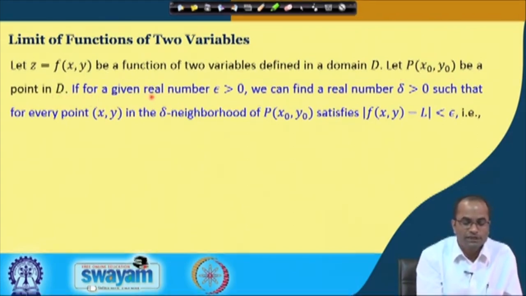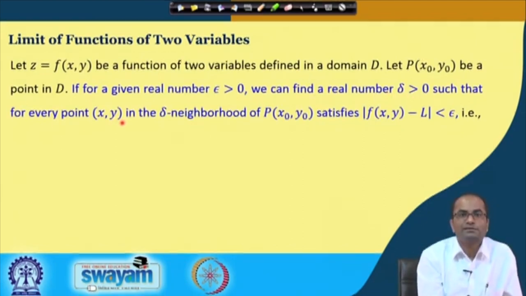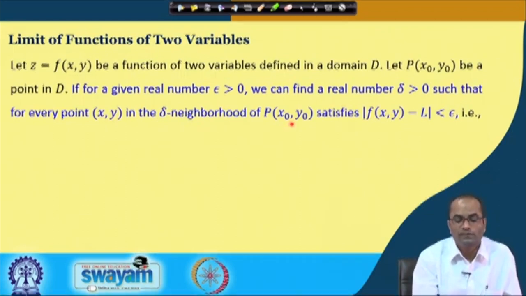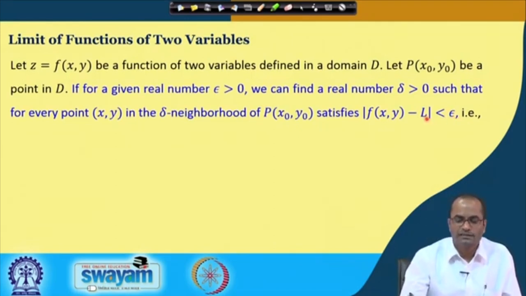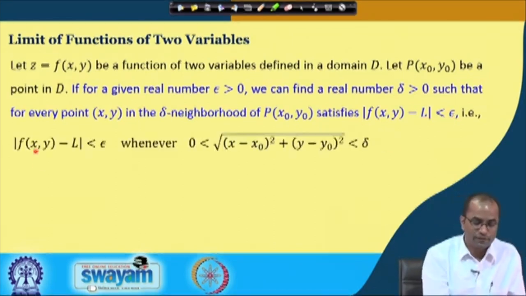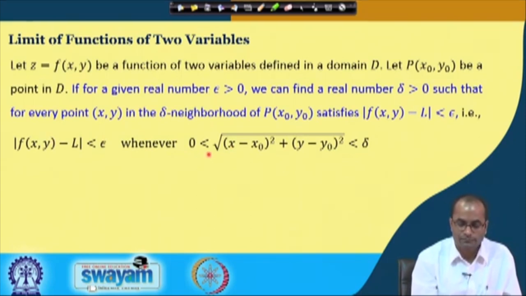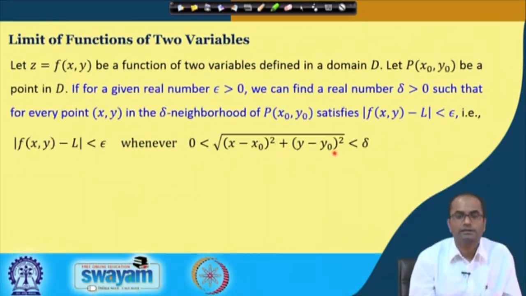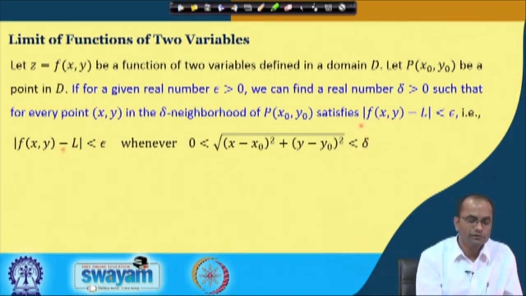So, if for a given real number epsilon, however small, we can find a real number delta such that every point (x, y) in the delta neighborhood of the point (x naught, y naught) satisfies that |f(x, y) - L| is less than epsilon, then we will call this L a limit. What does that mean? That |f(x, y) - L| is less than epsilon wherever (x, y) falls in the delta neighborhood of (x naught, y naught). So, if for a given epsilon we can find such a delta, then we will call this L the limit of f(x, y).